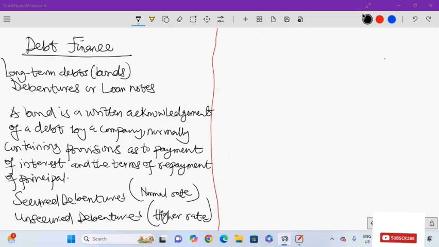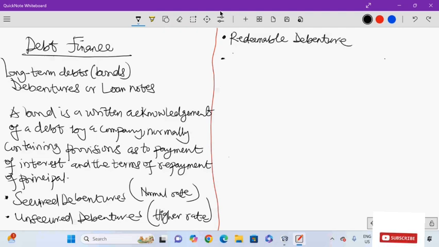Okay, so now let's proceed. We know that debentures can also be redeemable. First we talked about a secured debenture, then unsecured. A debenture can also be what? Maybe redeemable, and then irredeemable.